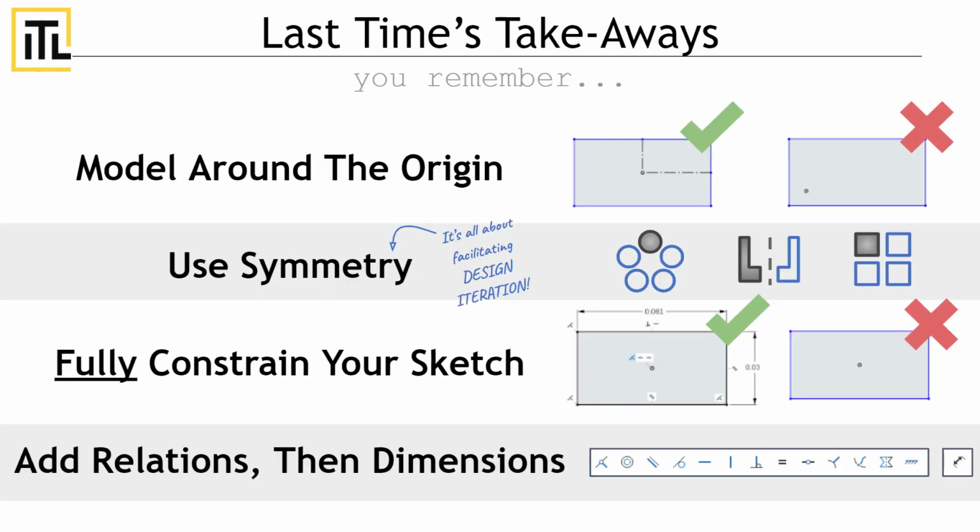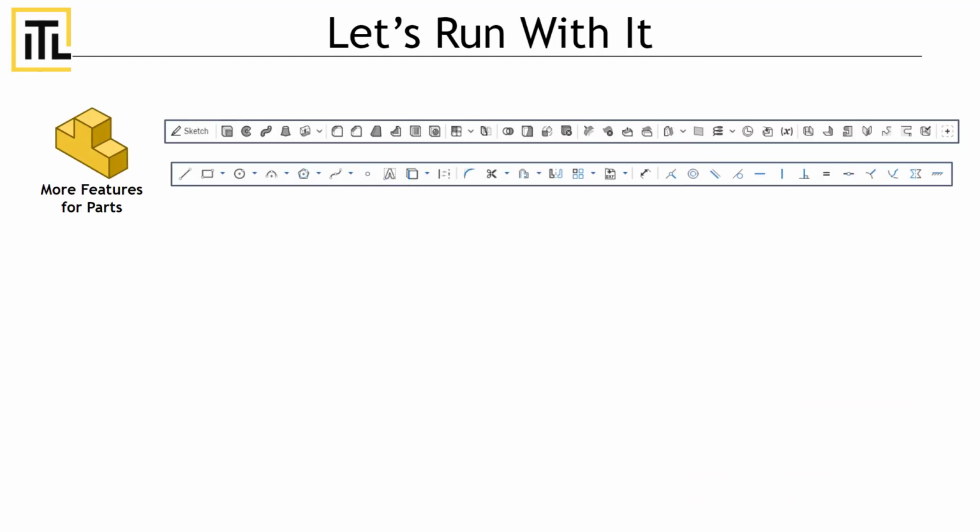Finally, the takeaways from last time. We learned the importance of modeling about the origin and symmetry, since it helped simplify and expedite our design process and made us tolerant of design iteration. We also made sure to fully constrain our sketches with constraints and dimensions so that our sketches were fully defined. We don't want to leave any room for variability. Now, let's run with it.